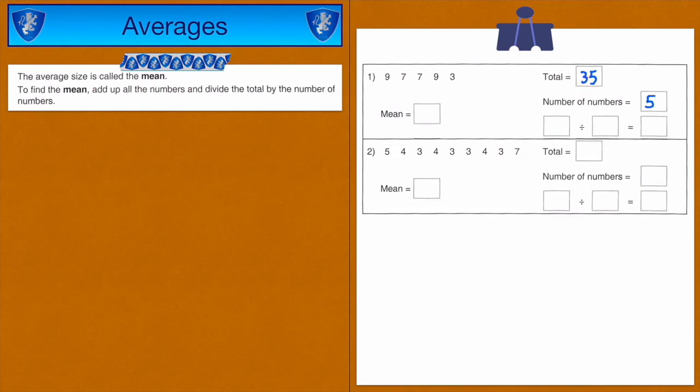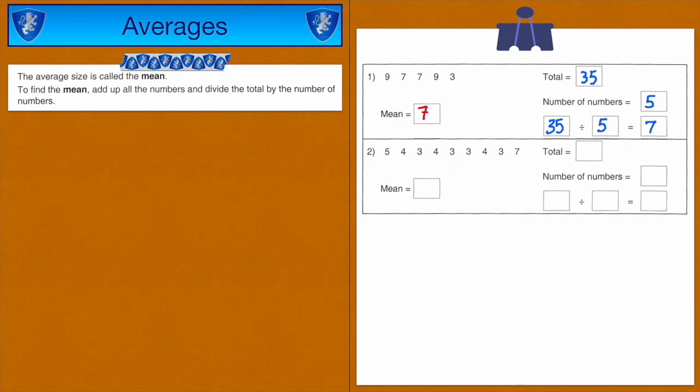So we're just going to divide the total, 35, by the number of numbers, which is 5. And 35 divided by 5 is 7. So that's your mean. Very simple. Let's just do one more so you can see.